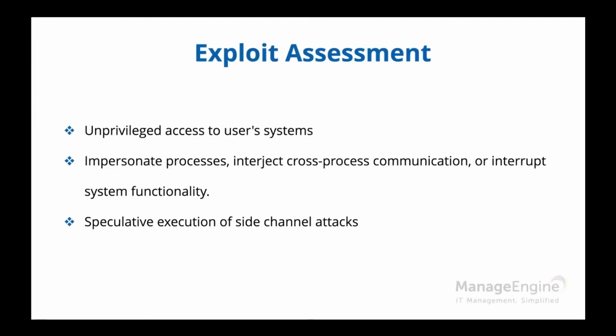So again, exploit assessment for Microsoft Windows: unprivileged access to user system, which is the elevation of privilege, impersonate processes, interject cross-process communication, or interrupt system functionality. We have a new type of vulnerabilities ever since Meltdown and Spectre broke down. So speculative execution side channel attacks is another exploit assessment that has been listed in the last 2 months.